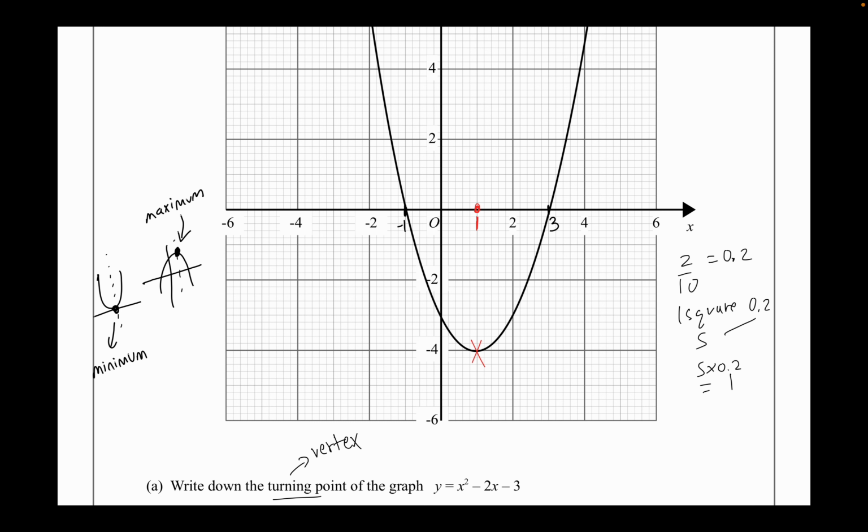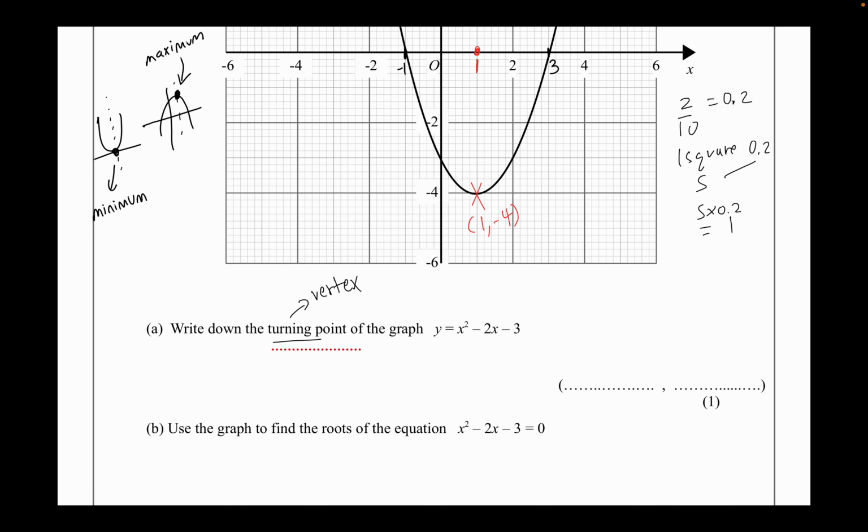So that means the coordinates here are going to be 1, -4. We're using the format of x, y, okay? So here x is 1, as we can see on the graph, and the y value is going to be -4. This is going to be your answer for the turning point of the graph.